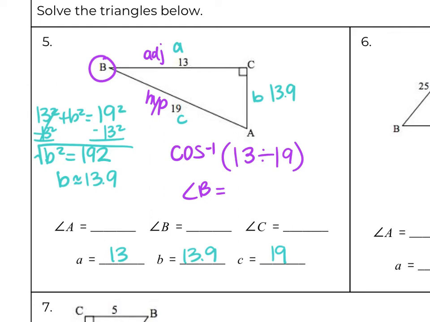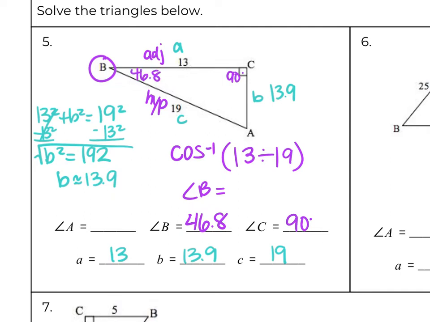So let's see what that gives you. Okay, Brendan, what'd you get? Did you do this one? Perfect. Okay, so that is angle B. 46.8. We already know angle C, right? So that's 90, that's 46.8.